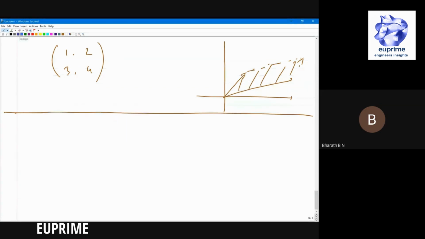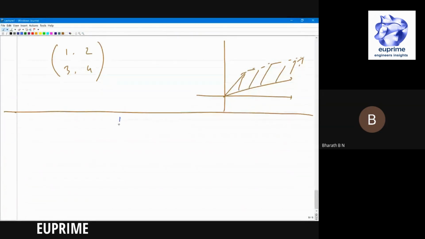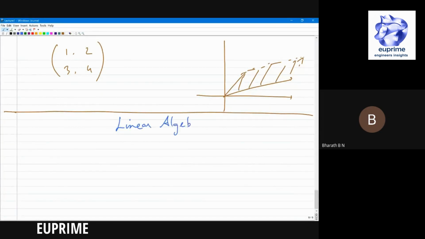So first of all, let's start with linear algebra. What is the basic notion in linear algebra? This is about vectors, right? So let's start with 2 dimensions. Let's observe a few things. Okay, so what is a vector space?